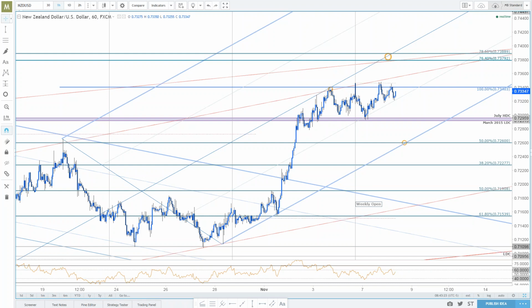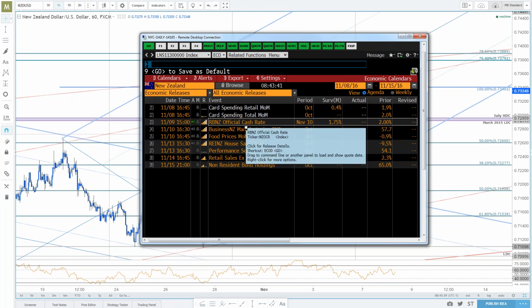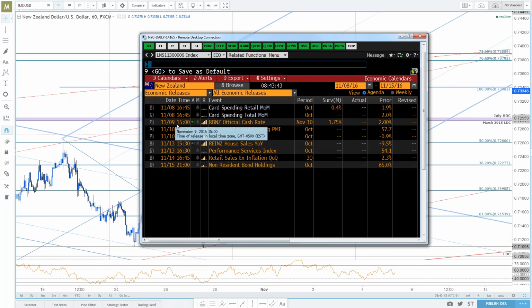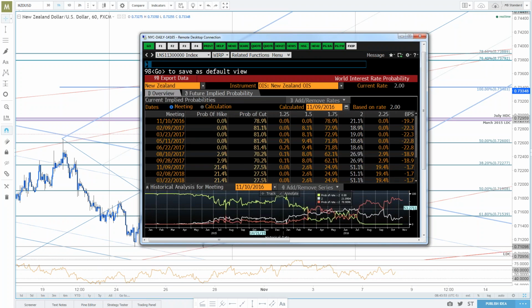Markets are widely expecting the RBNZ to cut interest rates by 25 basis points. That would bring it from 2% down to 1.75%, and certainly that is a record low for the RBNZ in interest rates. So just to put things in perspective, the cash rate comes in tomorrow night, right after the close of U.S. trade, 1.75. We take a look at what the interest rate expectations are for New Zealand. The overnight interest rate swaps are currently factoring in a 78% chance, basically an 80% chance, that we'll see them cut interest rates by 25 basis points.